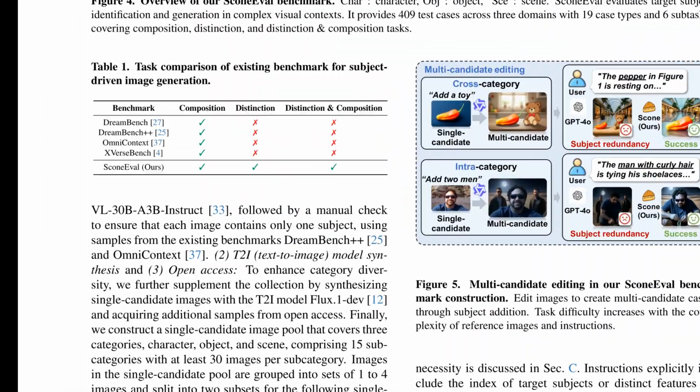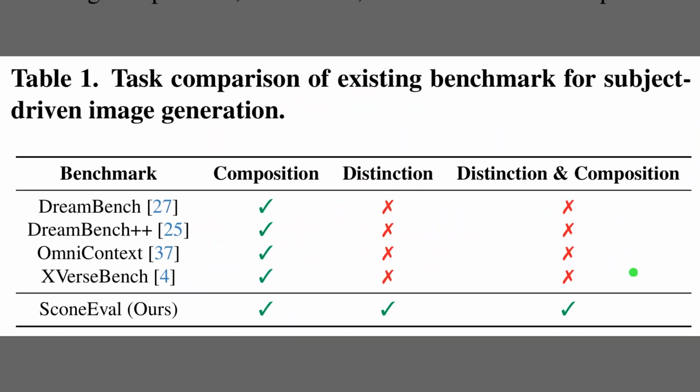This table makes the main gap in current benchmarks really clear. Existing tests mostly check whether a model can compose a subject into an image, but they almost never test distinction or the combination of both. The header row lists 3 skills: composition, distinction, and distinction plus composition. The body rows show that DreamBench, DreamBench++, OmniContext, and XverseBench only cover composition, while SconeEval is the only benchmark that covers all 3 skills.